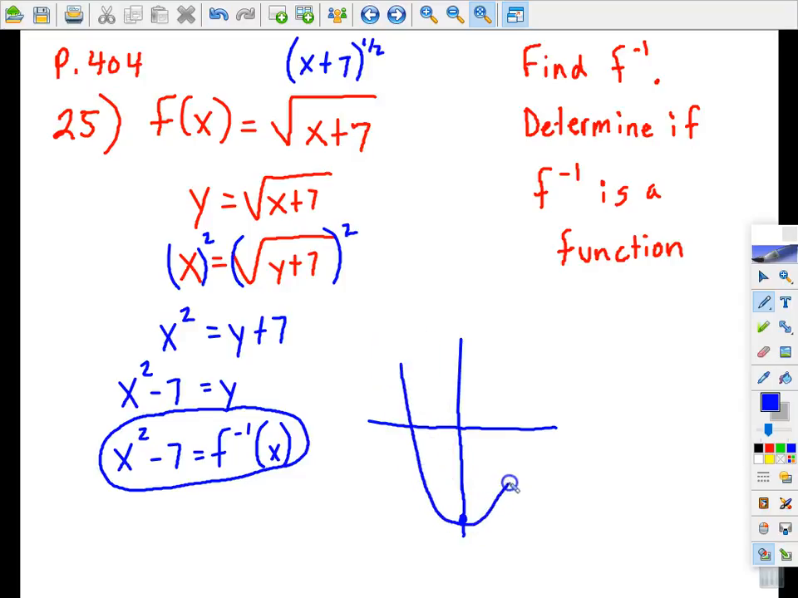You don't have to graph it, but just to give you an idea of why our answer is what it is, does this graph represent a function? Does it pass the vertical line test? And the answer is yes, it does. And so to answer the is the inverse a function part, the answer would be yes.